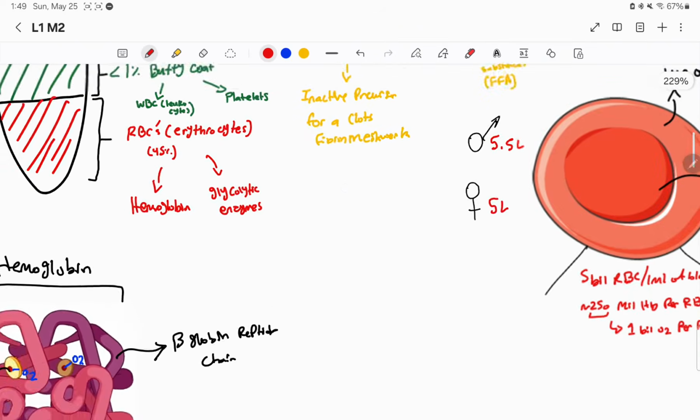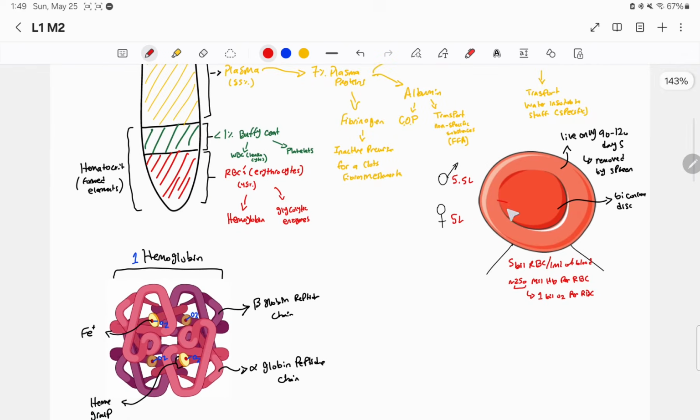Now, a fun fact about the red blood cell is that, remember I told you it lives only like 90 to 120 days? Well, that's because it can't actually go through cell division. You might be asking, hey Keon, why doesn't it go through cell division? It can't go through cell division because it doesn't actually have a nucleus. That's right. Or any organelles for that matter. Well, most organelles.